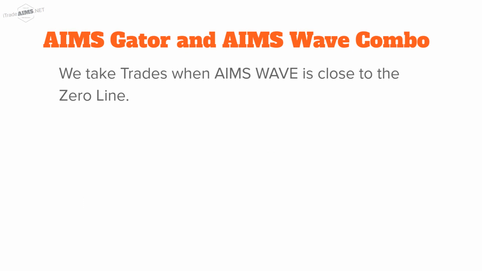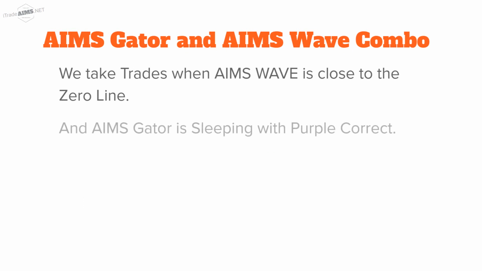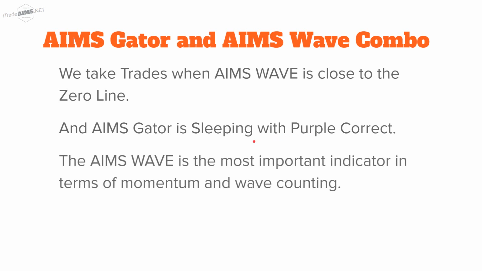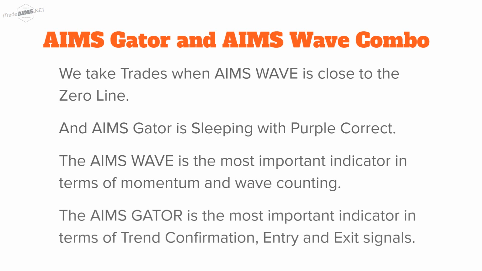We take trades when AIMS wave is close to the zero line, right? And we then combine that with AIMS Gator sleeping with purple correct. Now this is the important concept that we will talk about now. The AIMS wave is the most important indicator in terms of momentum and wave counting, but the AIMS Gator is the most important indicator in terms of trend confirmation, entry and exit signals.